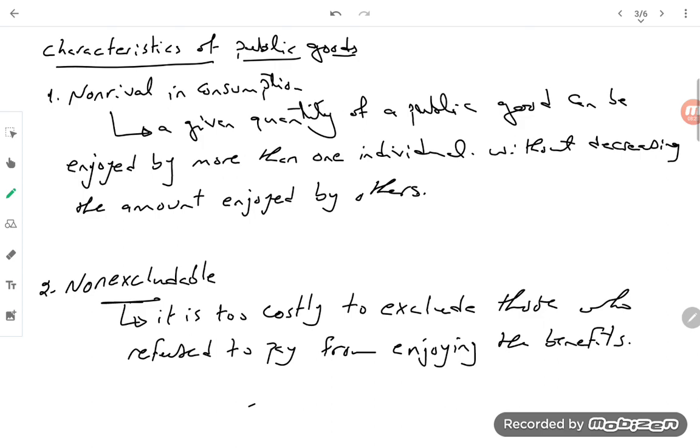For example, those who refuse to pay for cleaner air can't be excluded from enjoying the benefit of a given amount of air quality improvement. So if the government takes actions in order to improve air quality and a group of people refuse to pay for this, we cannot exclude them from consuming the higher quality air. So pure public goods are non-rival in consumption and non-excludable.